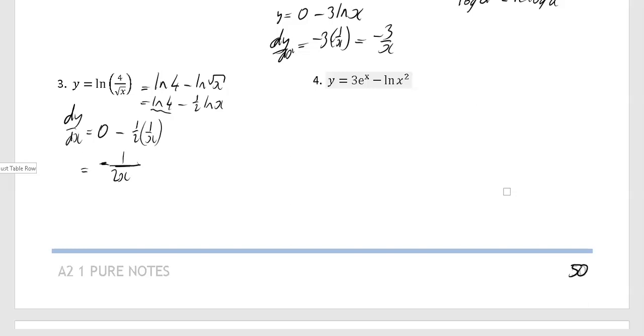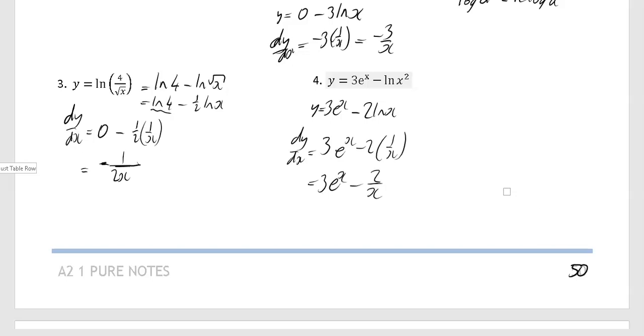Okay, example 4. Again, I'll rewrite this one a wee bit. This is 3e to the x minus 2 ln x. Then we're good to go. We're good to differentiate. That's just going to be differentiate e to the x, you get e to the x, and there's a 3 in front of it. Differentiate ln of x, you get 1 over x, and there was a minus 2 in front of it. So that's going to be 3e to the x minus 2 over x.